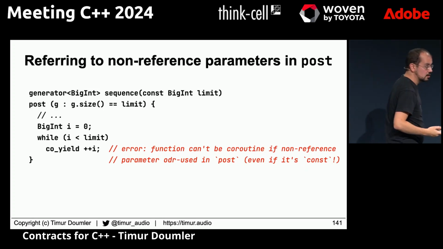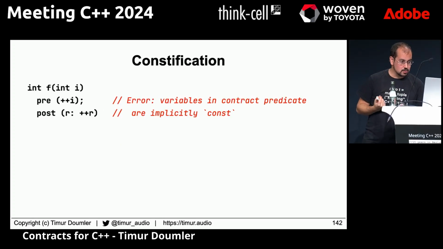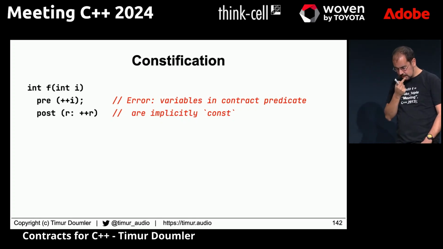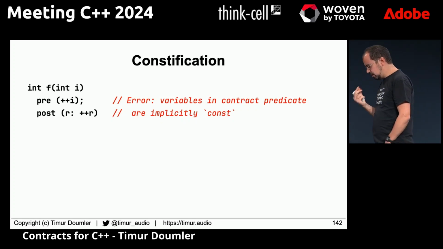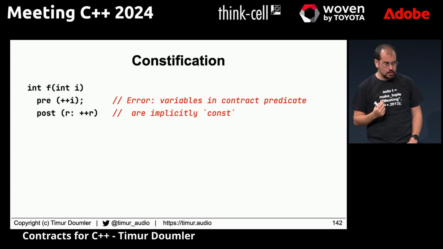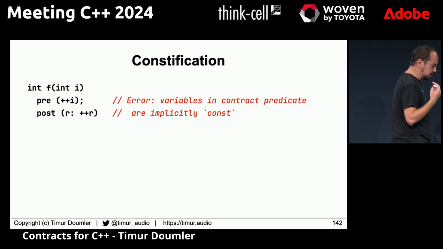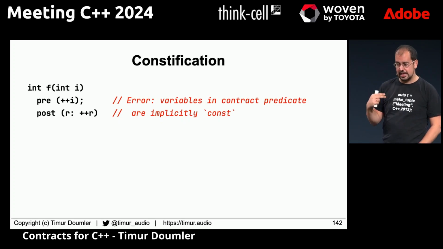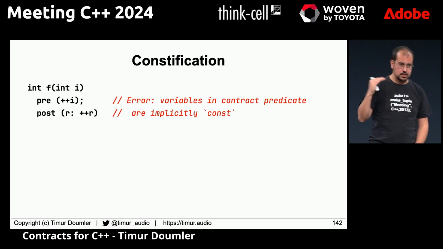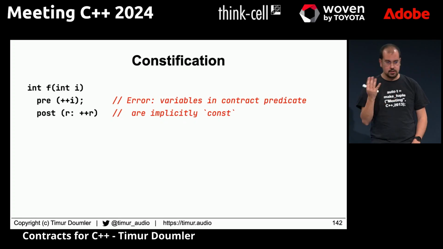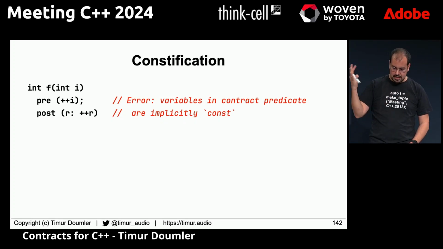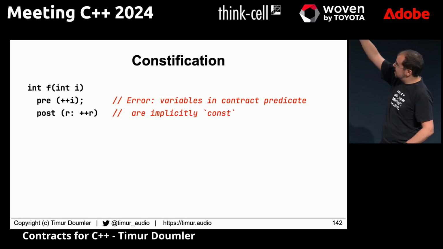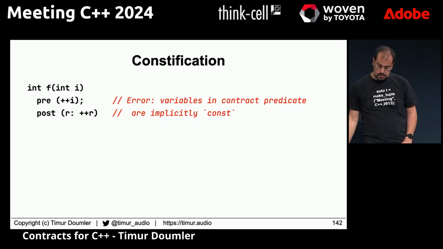And the last thing we have here is this thing called constification, where, as I said, we don't really want you to modify state in a contract predicate unless you know what you're doing. So what we're doing is every variable inside a contract predicate is implicitly const, exactly in the same way that every member of a class is implicitly const if the member function is a const member function, right? You can't modify any members, they're implicitly const. Same thing here, if you try to do this, the compiler is going to tell you, well, those variables are implicitly const here.